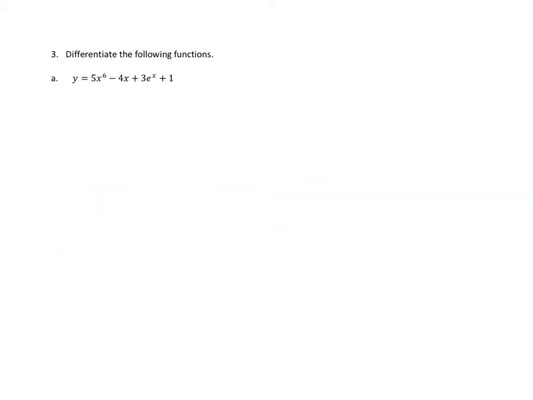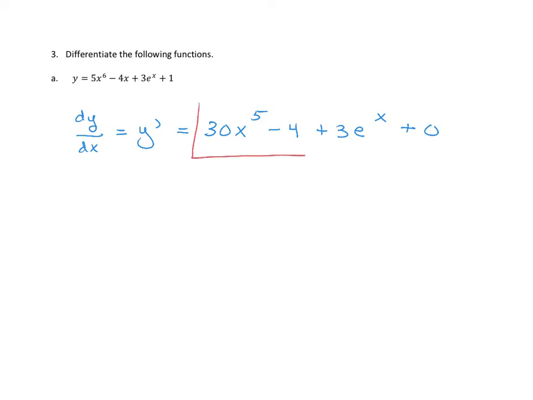All right, taking derivatives, we want to know what is dy dx, or if you'd like, you could just put y prime. Both are fine. Okay, so for this one, 5x to the power of 6, that is 30x to the 5th minus 4 plus 3e to the x. And I'll put plus 0 here. You don't have to include that if you don't want to, but that is it for this problem. This is the derivative of that function. For this whole question, you don't have to simplify your answers. You can just simply differentiate and be done.